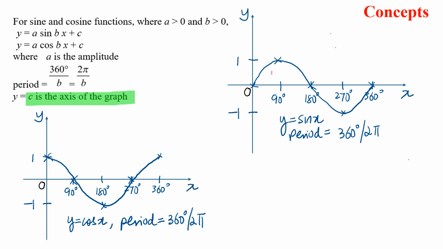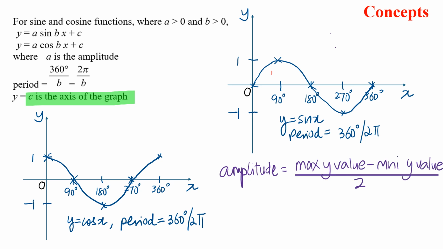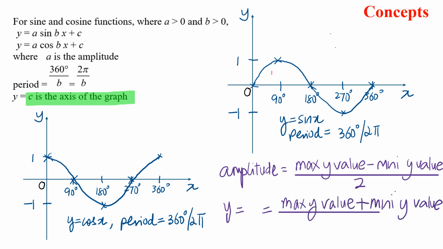Anyway, the amplitude is the maximum y minus the minimum y, divided by 2. That will give you the amplitude. And to find the axis of the graph, which is the letter c, you get the maximum y value plus the minimum y value, divided by 2. So basically, you just have to remember these two formulas to find your amplitude and also to find the axis of the graph.